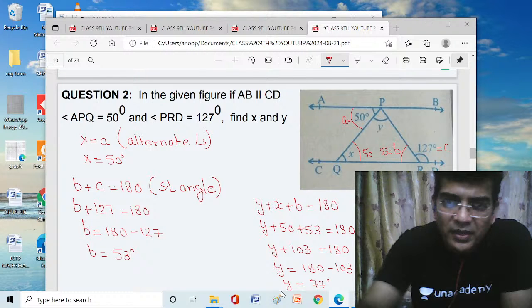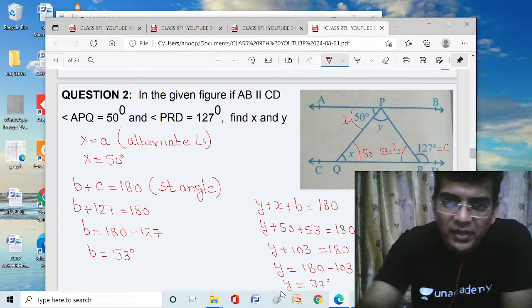Okay, now let's move to the next question. Now what we have in the next question. See, they say in the given figure, find the value of x and y, and then show that the line AB is parallel to CD. Now see, first of all, line AB and CD are not given parallel. Now if they are not given parallel, then remember, don't mark the alternate angles or the corresponding angles equal. Just keep this in mind.